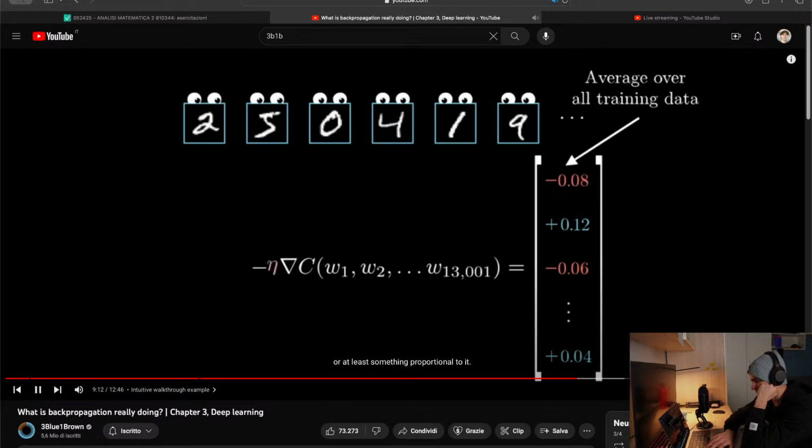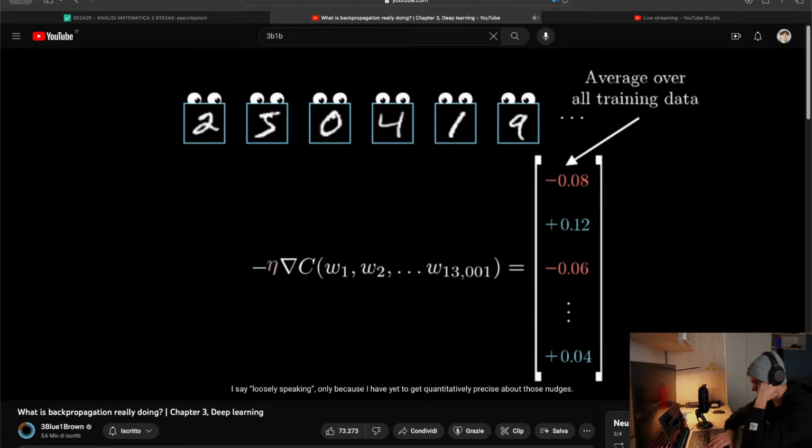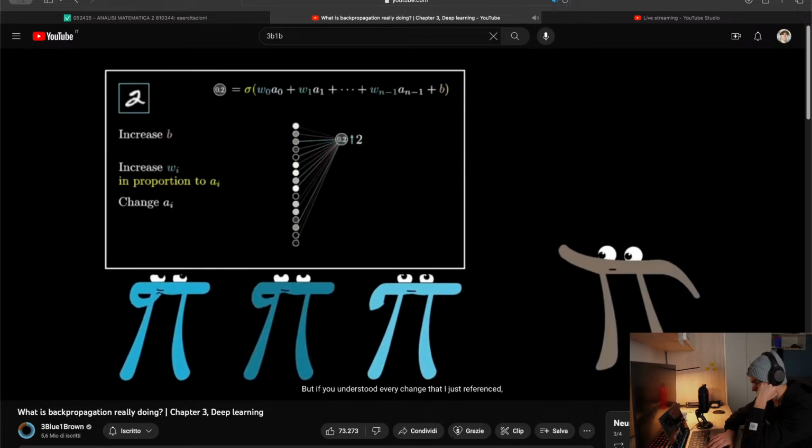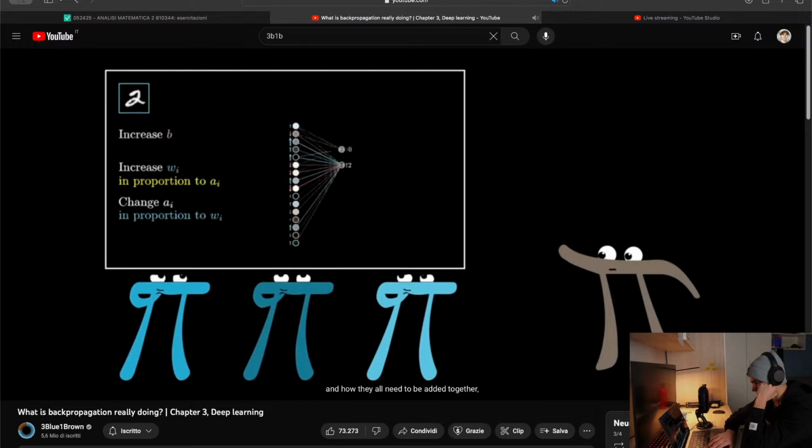Or at least something proportional to it. Ok, or something proportional to the negative gradient. I say loosely speaking only because I have yet to get quantitatively precise about those nudges. But if you understood every change that I just referenced, why some are proportionally bigger than others, and how they all need to be added together, you understand the mechanics for what backpropagation is actually doing.